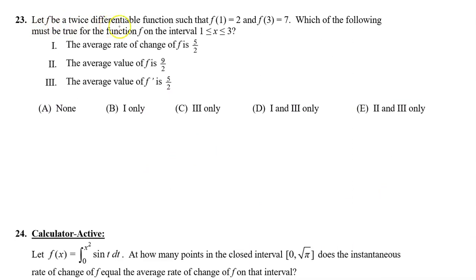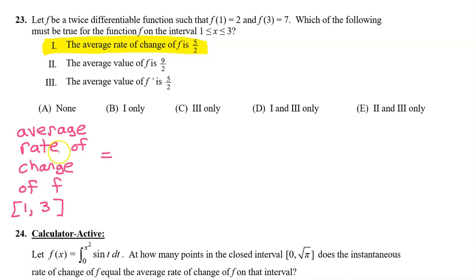Number 23. Let f be a twice differentiable function such that f at 1 is equal to 2 and f at 3 is equal to 7. Which of the following must be true for the function f on the closed interval from 1 to 3? Statement 1. The average rate of change of f is 5/2. This is just a formula. The average rate of change of f on the closed interval from 1 to 3 is f at 3 minus f at 1 divided by 3 minus 1.